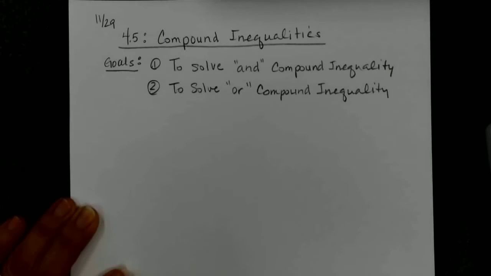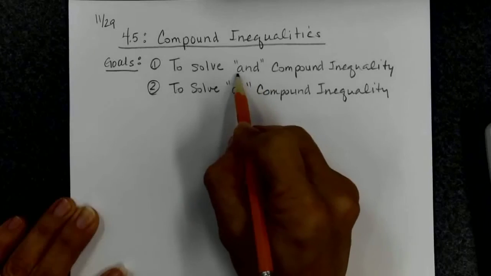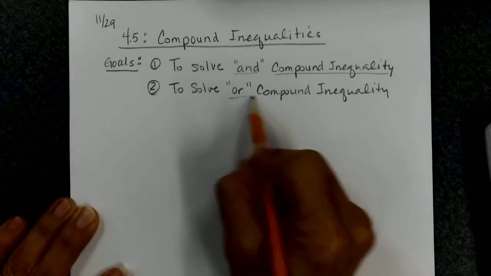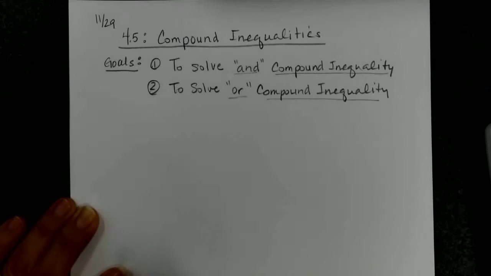In section 4.5, we'll be learning how to solve compound inequalities. Compound means more than one, and we're bringing two inequalities together to make an "and" compound inequality or an "or" compound inequality. Those are your two goals today. Let me explain compound inequality first.